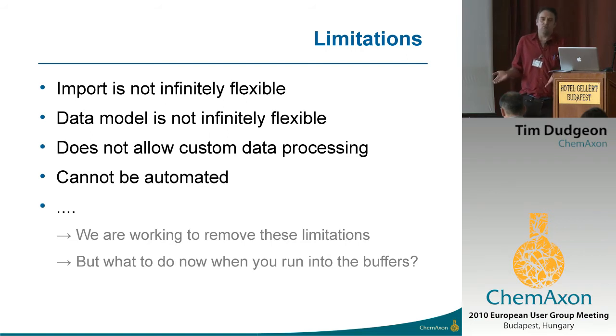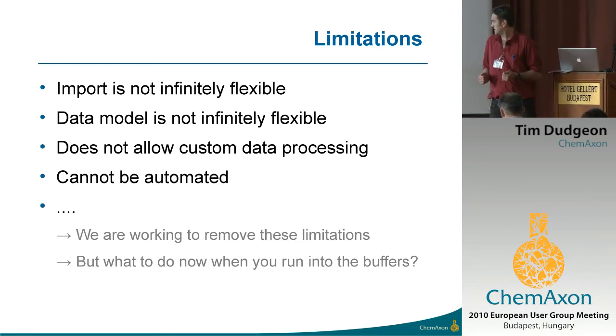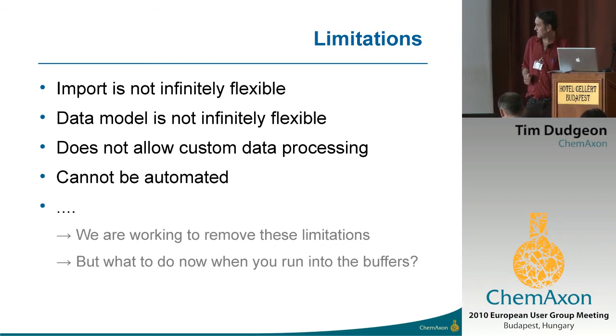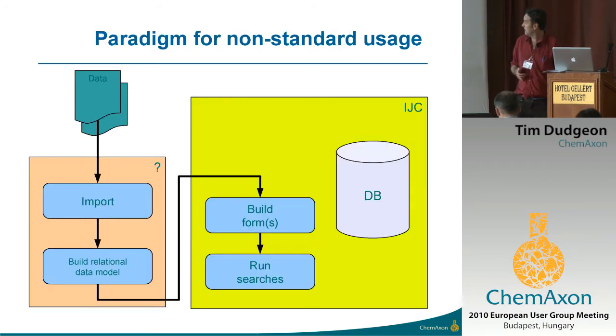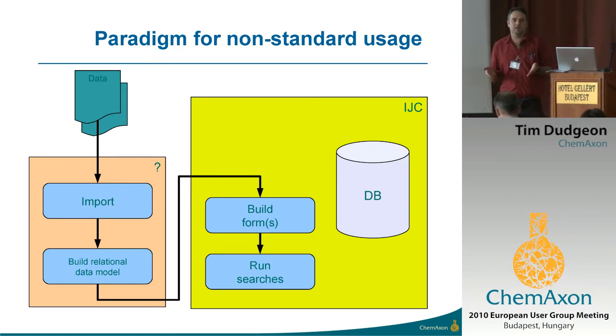But what do you do now? What if you want to use IJC to distribute data now, and you've got any of these problems? So that's what these case studies are going to look into, and try to give you some ideas of how you can work around these problems and use IJC for some more complex types of data. So this is really the paradigm for this non-standard usage. The scenario where you run into the buffers, the standard Instant JChem import mechanism isn't up to what you want to do. What can you do?